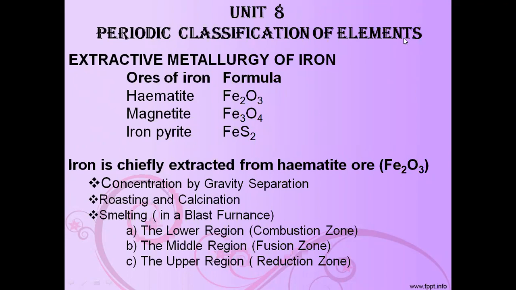There are steps involved: concentration by gravity separation, roasting and calcination, and smelting, that is the blast furnace. These are the three regions: the lower region, the middle region, and the upper region.